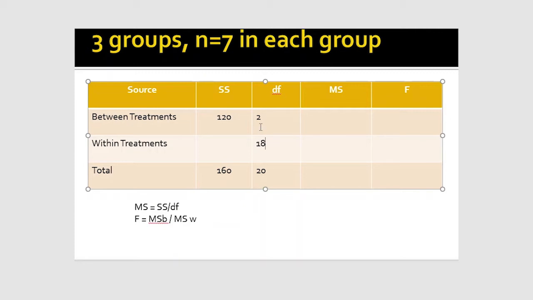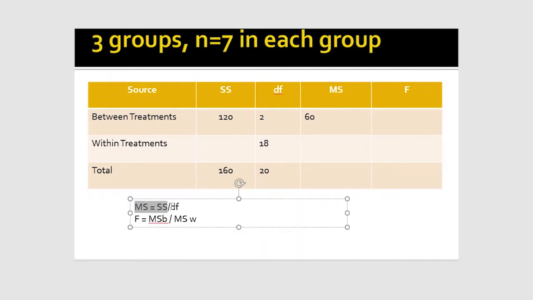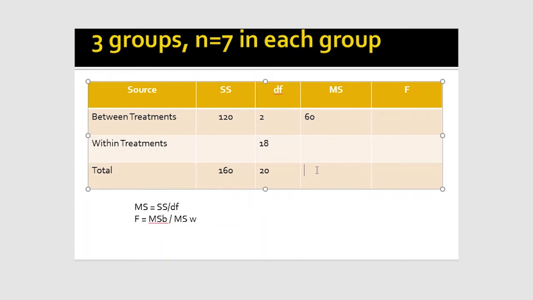Then we figure out the mean square for the between treatments. We've got 120 divided by 2, which gives us 60, because our formula is the sum of squares divided by degrees of freedom. We have the information here for the total too: 160 divided by 20 would give us 80.